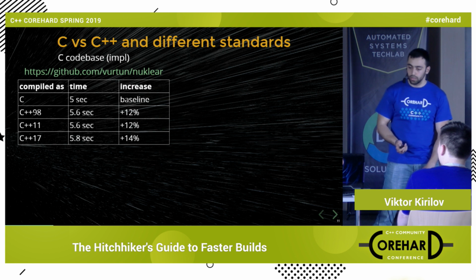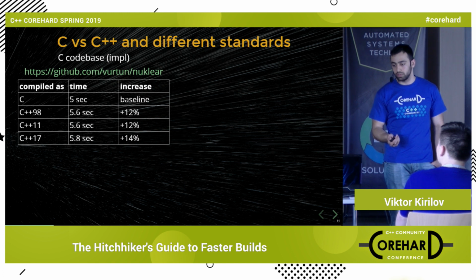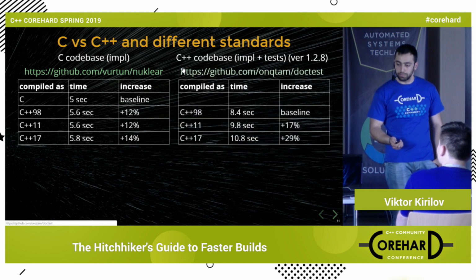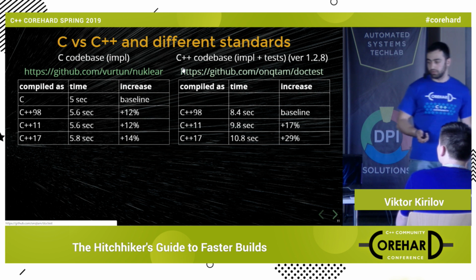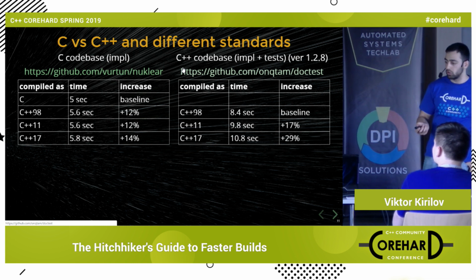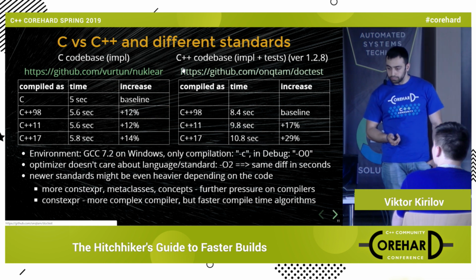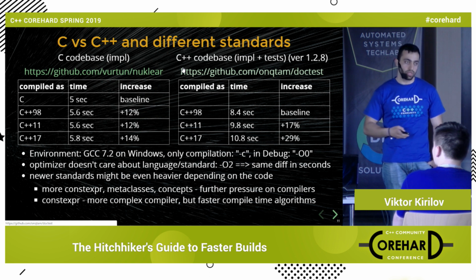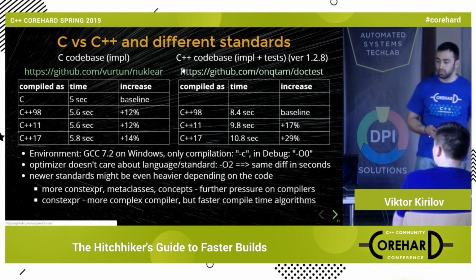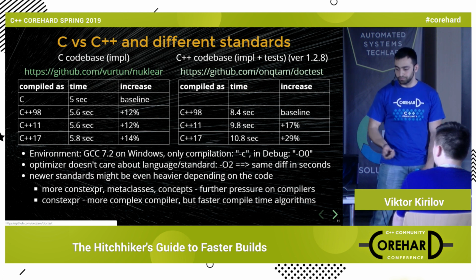So let's take a C code base and just compile it with a C++ compiler. We instantly get a 12% hit in terms of compile times. If we take a C++98 code base and compile it with C++17, we get around a 30% compile time hit, just because we turned on the standard, even though the library doesn't have any conditional compilation using new features. And in this case, this is only for the front end of the compiler. That means that after the front end builds the AST and passes it in terms of an intermediate representation to the optimizer, the optimizer isn't affected by the language or by the standard, but the front end is affected quite a bit.